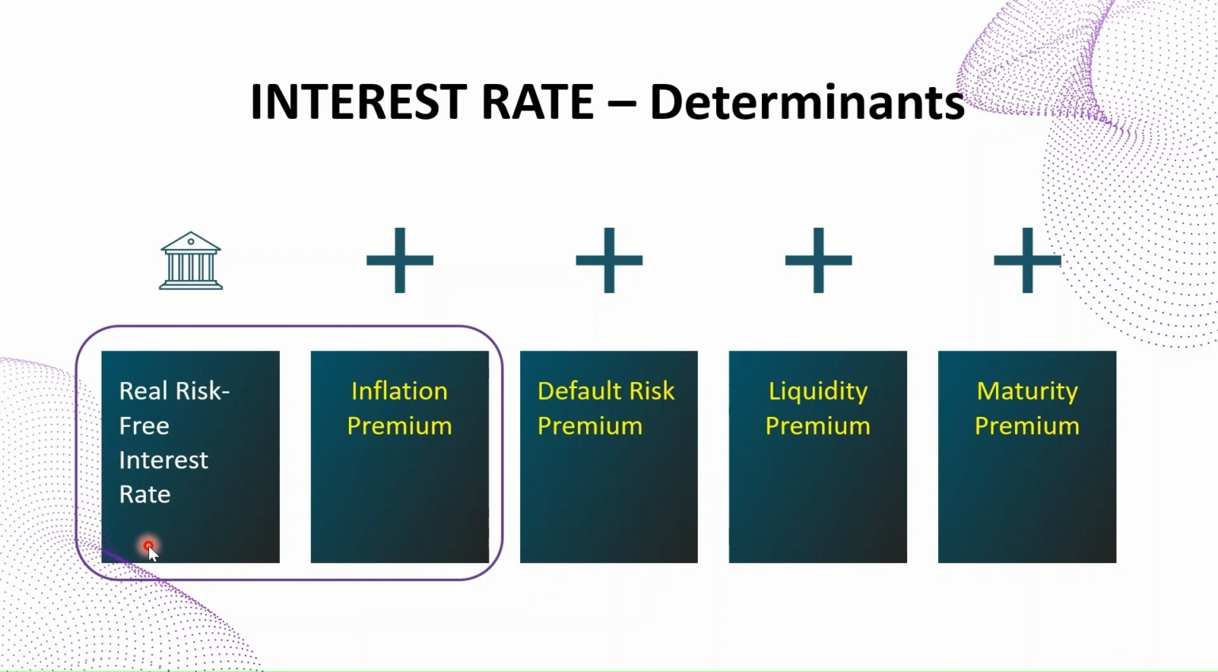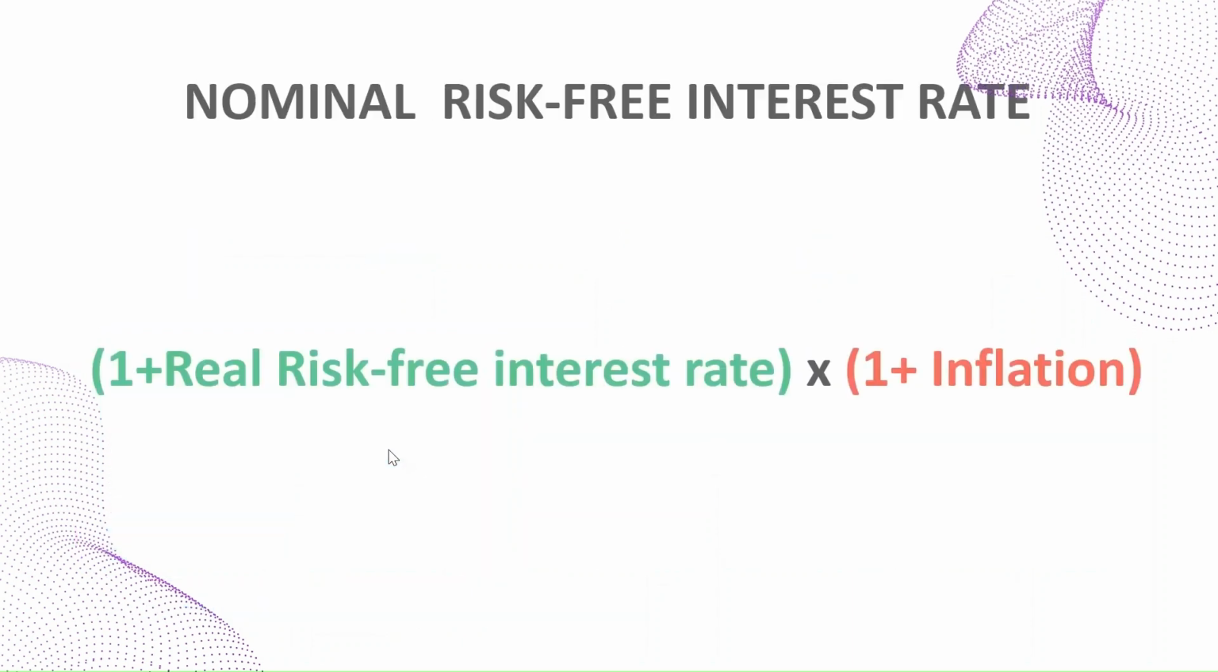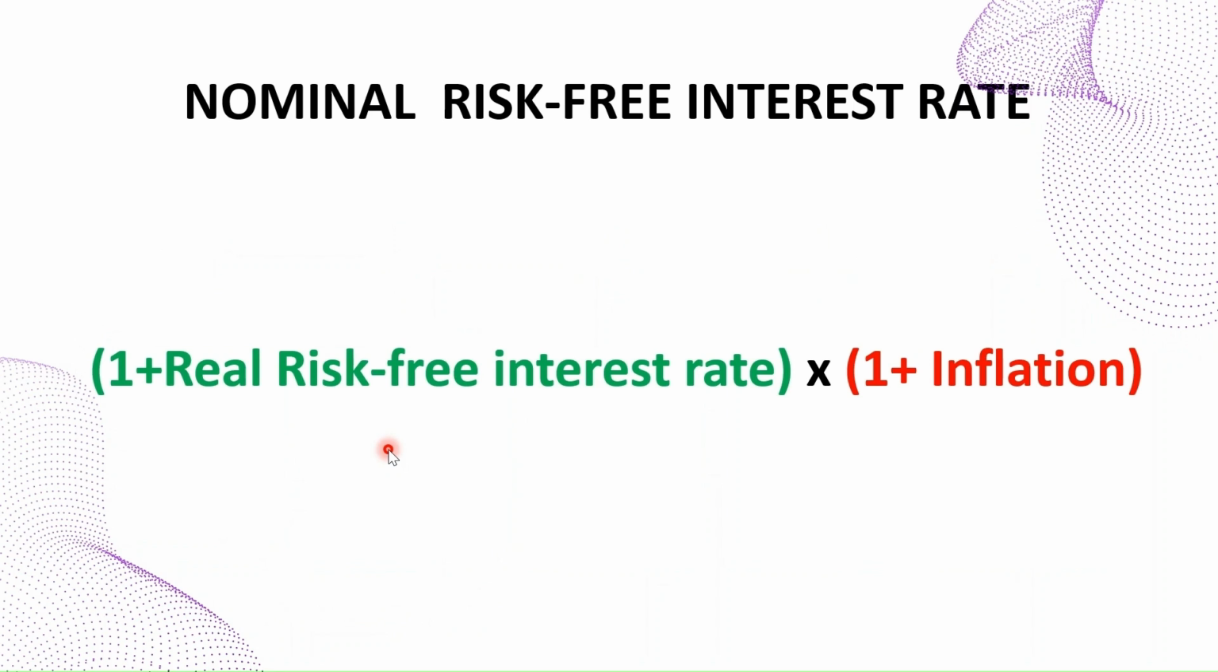When we combine real risk-free interest rate and inflation premium, we get nominal risk-free interest rate. We can calculate this nominal risk-free interest rate by simply adding real risk-free interest rate and inflation premium. But this is an approximation only. The right way to calculate is 1 plus real risk-free interest rate multiplied by 1 plus inflation.